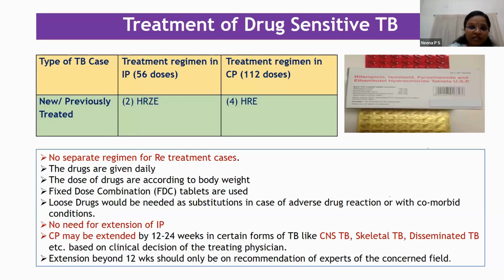And you can give loose drugs in situations where there is an adverse drug reaction or the patients are having multiple comorbid conditions and you can't give an FDC. In such scenarios, we can give loose drugs.